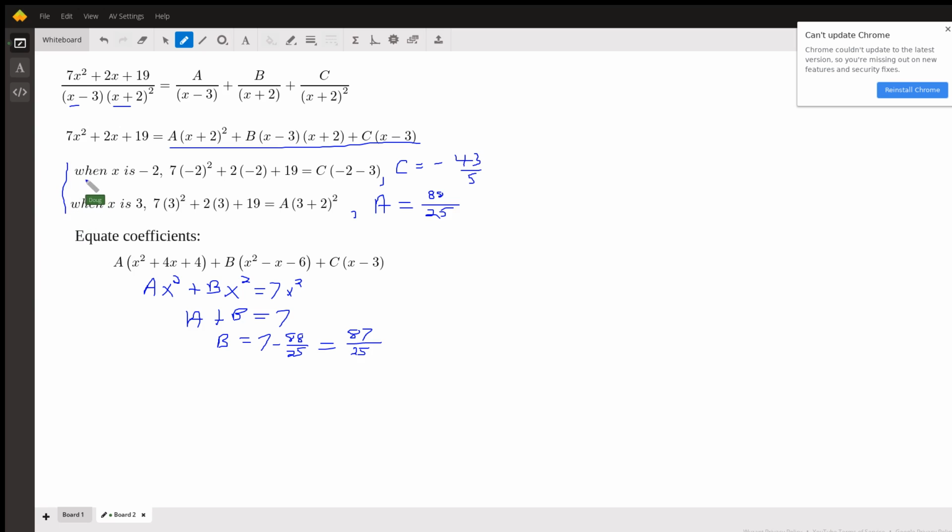If you say, well, you know what, I'm going to let x equal -2, and if I do that, this first term becomes 0, and so does the second term. And so we can solve for c just by letting x equal -2. And there's what it looks like. When x is -2, you get c is -43/5.